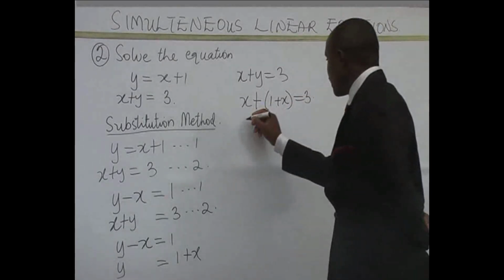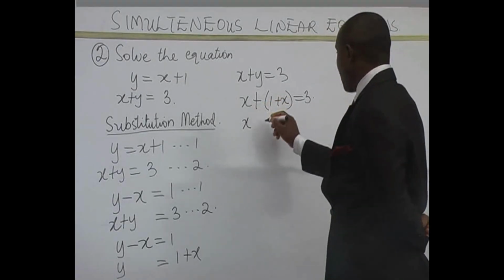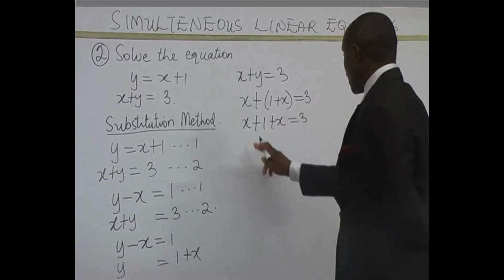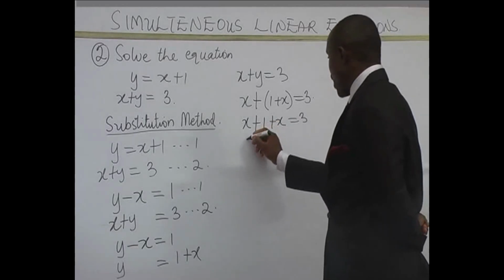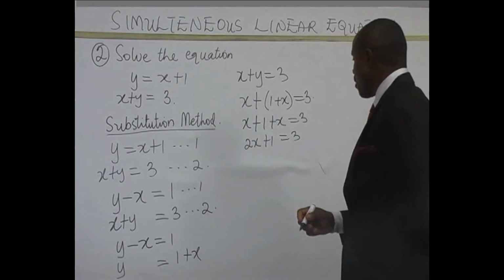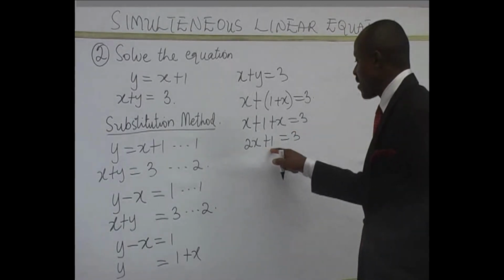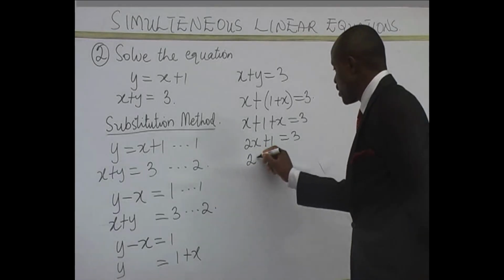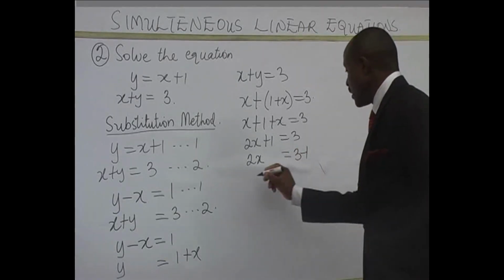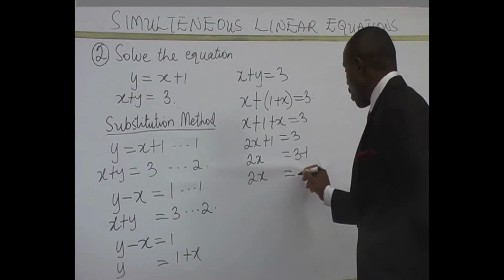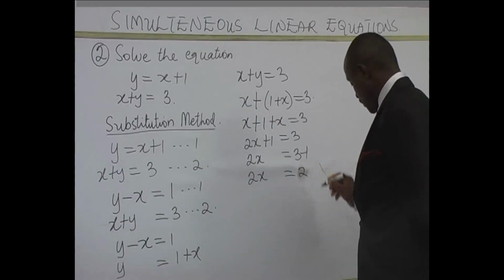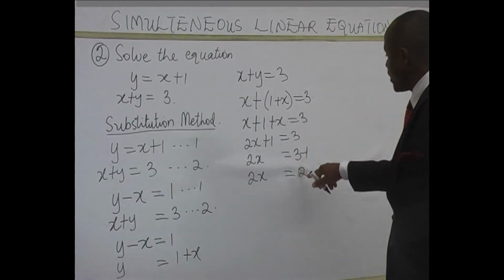Now remove the bracket. You have x plus 1 plus x is equal to 3. x plus x will give you 2x. So you have 2x plus 1 is equal to 3. Subtract 1 from both sides so as to remove plus 1 from the left hand side of the equation. You will be left with 2x is equal to 3 minus 1. And 2x is going to be equal to 2, because 3 minus 1 is equal to 2.